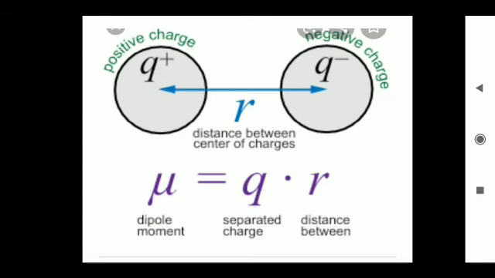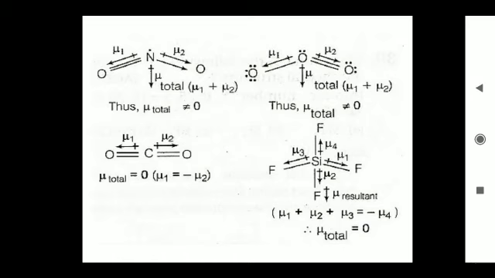By observing the following diagrams, you will calculate the dipole moment. Nitrogen oxide, oxygen, carbon dioxide and sulfur trifluoride. In the following diagrams, you will calculate the dipole moment for each and every bond. Then you will total the dipole moments of the bonds, and the net total can be calculated.